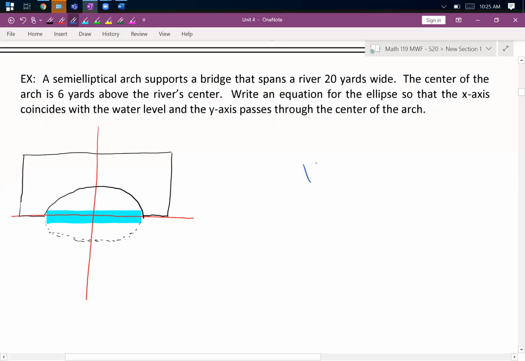So that means the top is going to just be x squared plus y squared. All we need to do is figure out the a and the b. Well, they tell us that the bridge is 6 feet tall at the center. So that tells us this is 6. And then it also tells us that it spans a river 20 wide. So that means that this part is 10. Well, there's our a and our b right there.